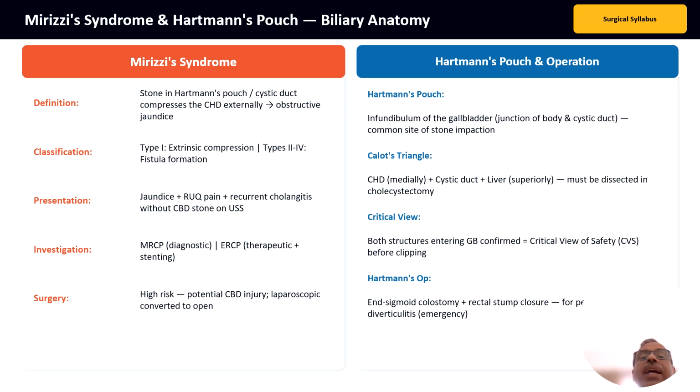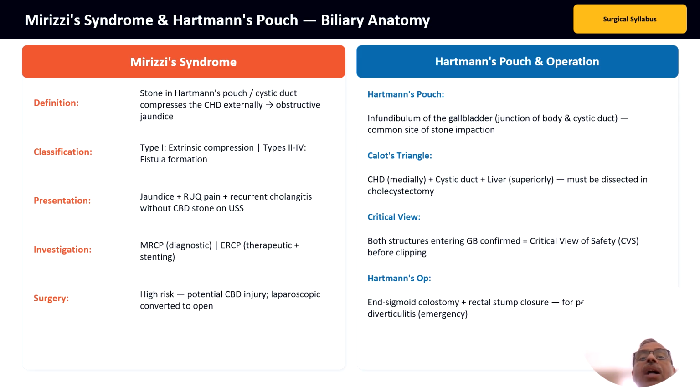What is Calot's triangle? Calot's triangle is a triangle which is seen during cholecystectomy, and what exactly does it consist of? A liver edge superiorly, cystic duct, and common hepatic duct medially. So we have the common hepatic duct, which is the medial part. Superiorly, we have the liver, and then we have the cystic duct. This forms Calot's triangle, which must be dissected in cholecystectomy.